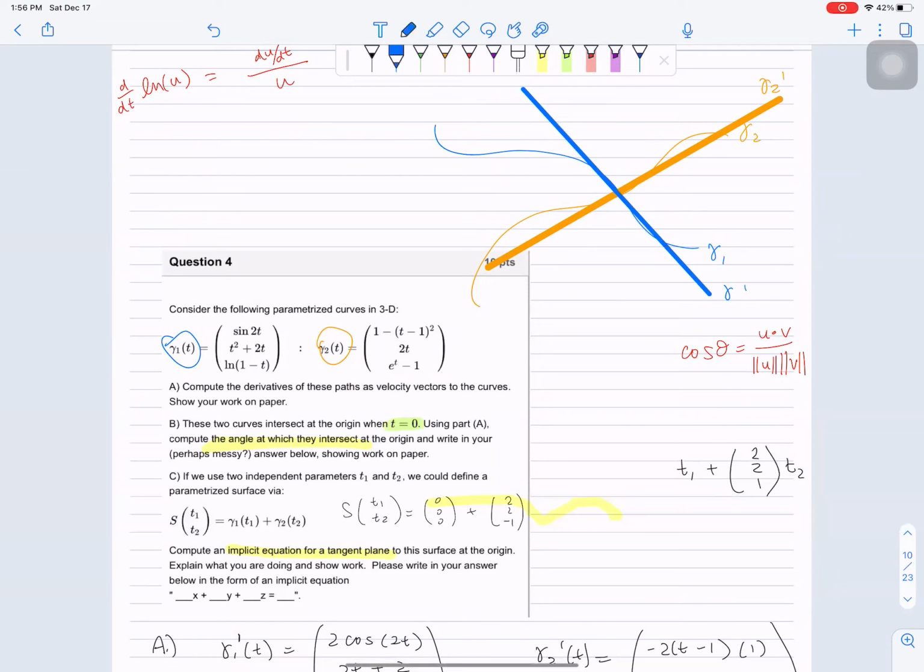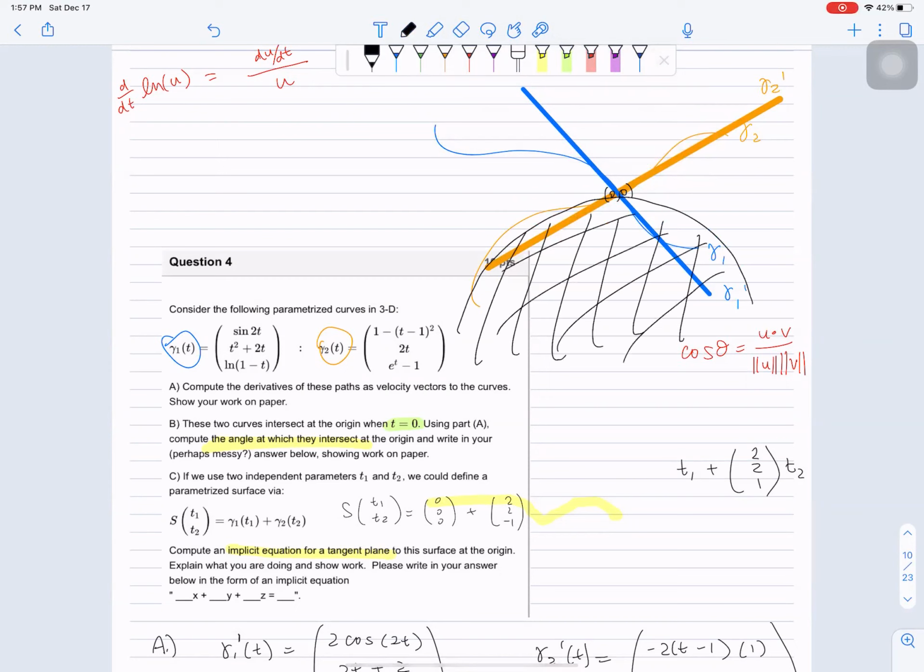So this is gamma 1 at the origin. This is the origin right now. Now imagine that these vectors, where are these vectors living? They're living in 3D. So imagine I have some bottom curvy shape.